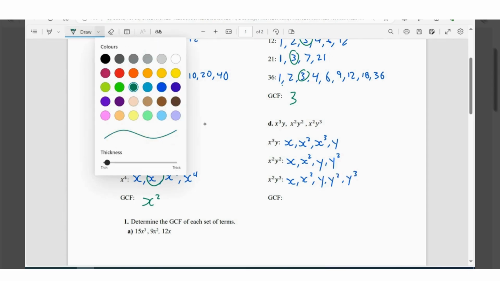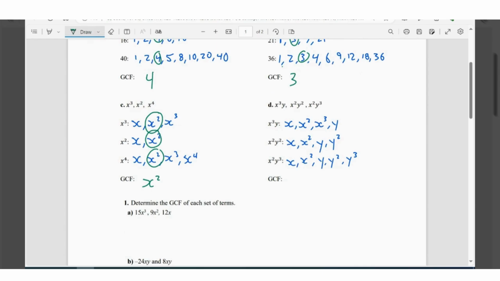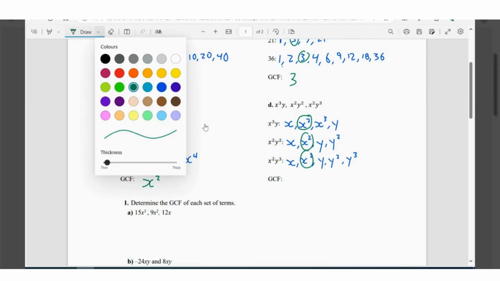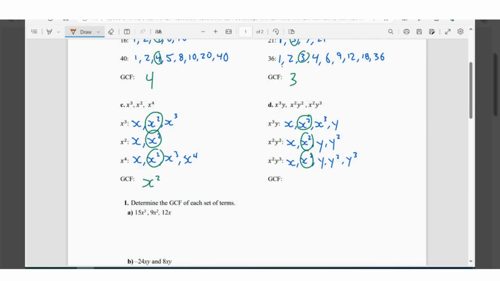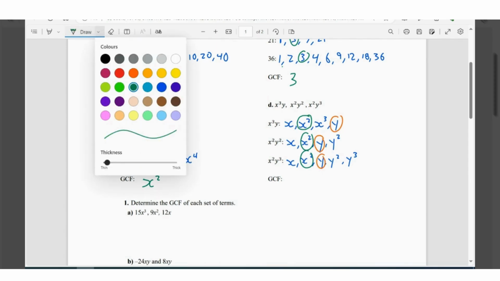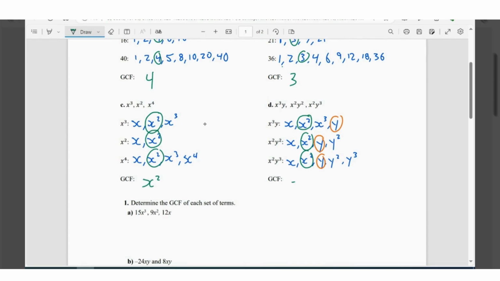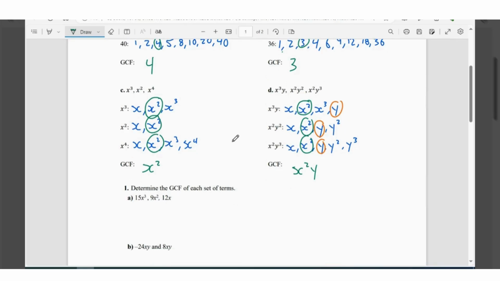And now we're going to look for the biggest x and the biggest y. So looks like they all have an x squared. And looks like they all at least have a y. So the greatest common factor for these monomials is x squared y. So this is the biggest factor that you could pull out of each of these.